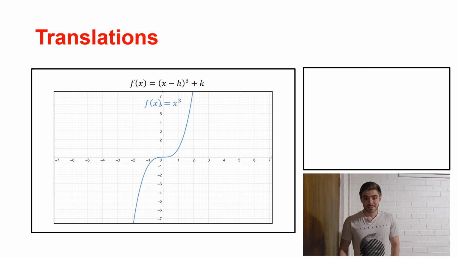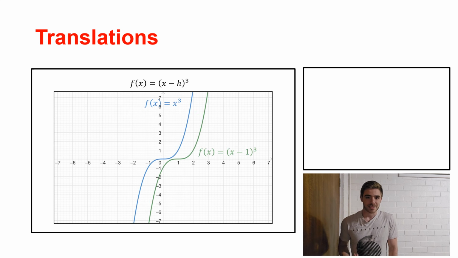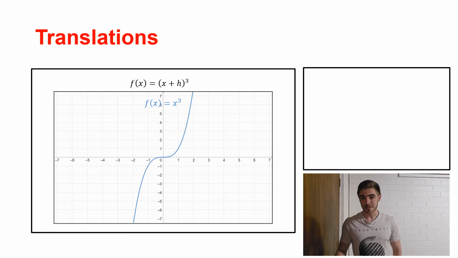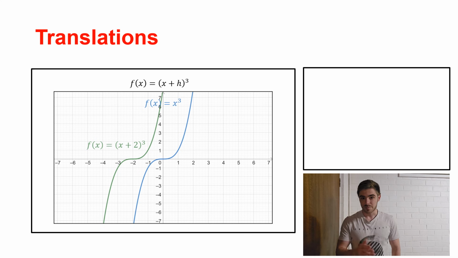Just like quadratics, the h and k terms are translations. If you have x minus h, that represents a translation to the right by h. For example, if you had x minus 1, that means you're shifting the graph to the right by 1. If you have x plus h, you're shifting the graph to the left. For example, if you have x plus 2, you're shifting to the left by 2.